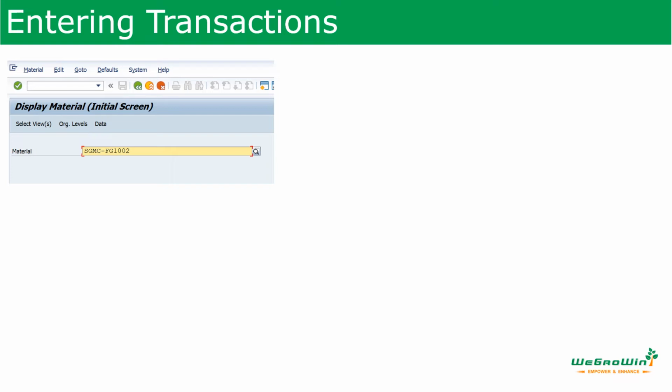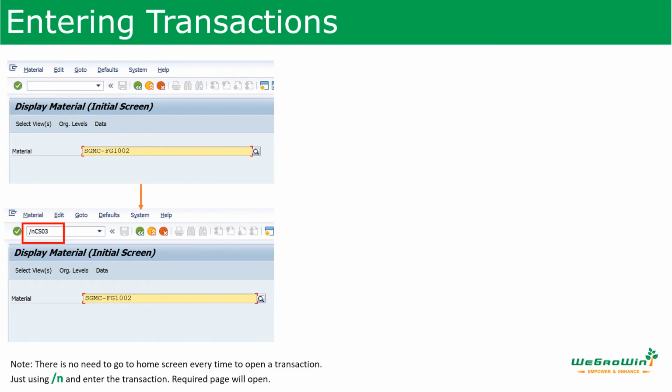From this page, I want to go to another transaction. So this is where people will again go back to the home page. Then they will enter what is the transaction required. Even though it is very few seconds, it is unnecessary activity, right? So whenever you are in a screen like this, use /n.